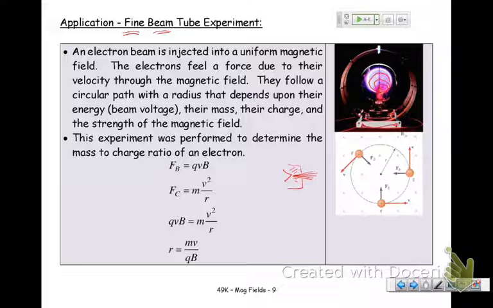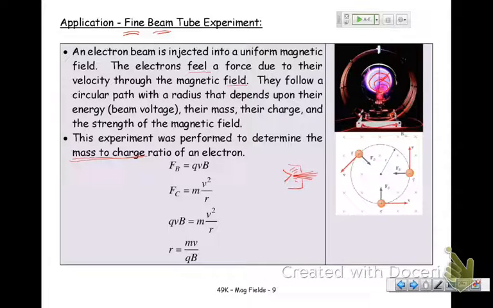So an electron beam is injected into a uniform magnetic field. Electrons feel a force due to their velocity through the magnetic field. They follow a circular path with a radius that depends upon their energy, which depends upon beam voltage, their mass, their charge, and the strength of the magnetic field. This experiment was performed to determine the charge to mass ratio of an electron. We're not going to do that at the minute. We're going to derive an expression to give us the radius of this circle.